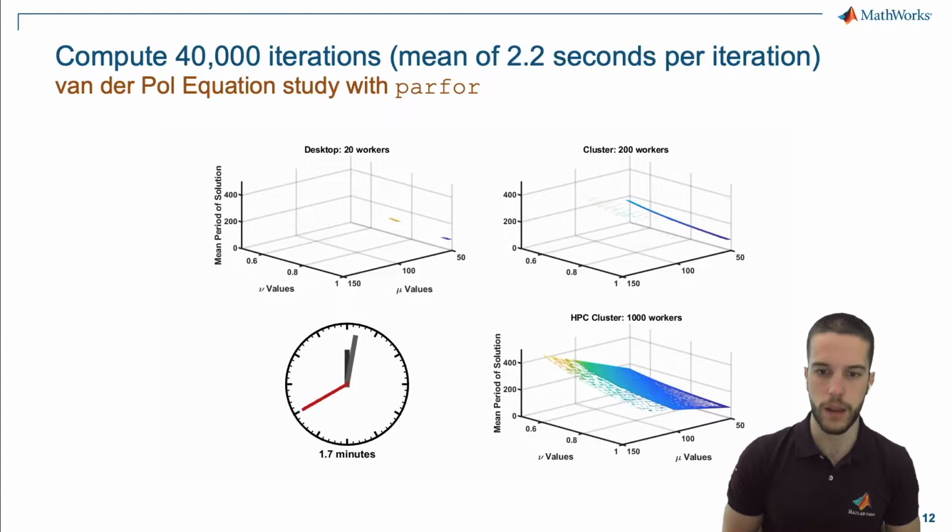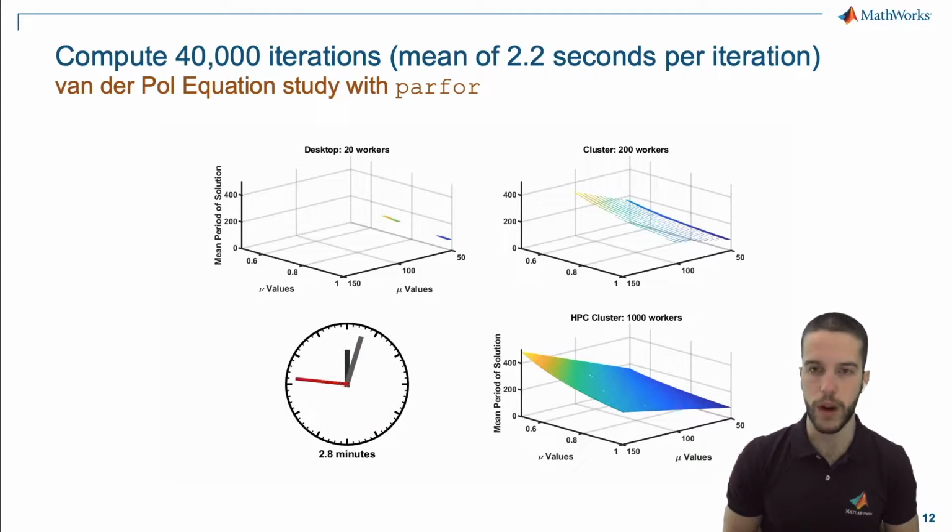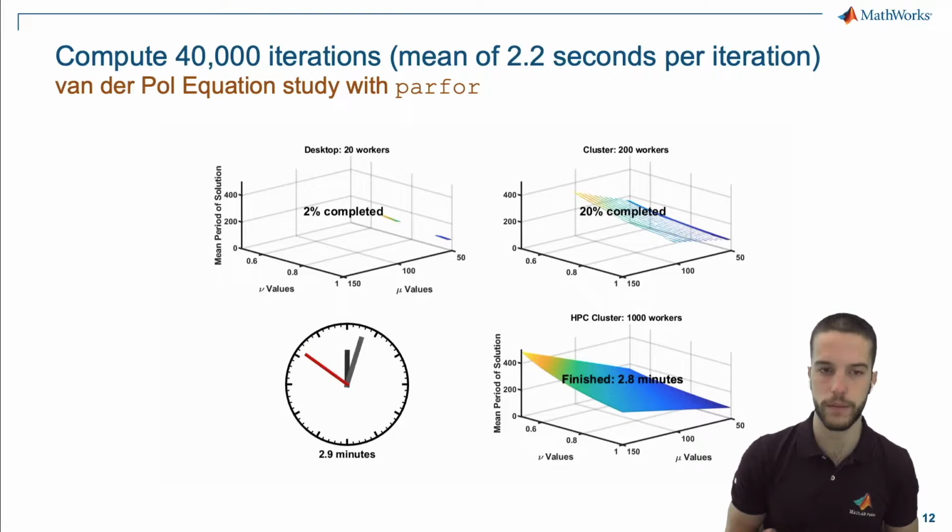As you can see in the bottom right part, there is a cluster of 1,000 workers, whereas in the top part a cluster of 200 workers, and a normal desktop with 20 workers. That is not bad, but as you can see, in 2.9 minutes the desktop completed only 2% of its work, whereas the cluster with 1,000 workers completed 100%. So the point here is that we can compute our calculations in a shorter time in order to perform other tasks. In this case, the Van der Pol equation uses the parfor function, that is the classic for function, but parallelized.